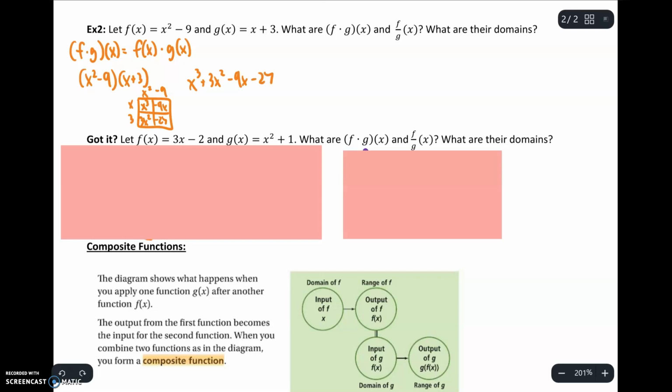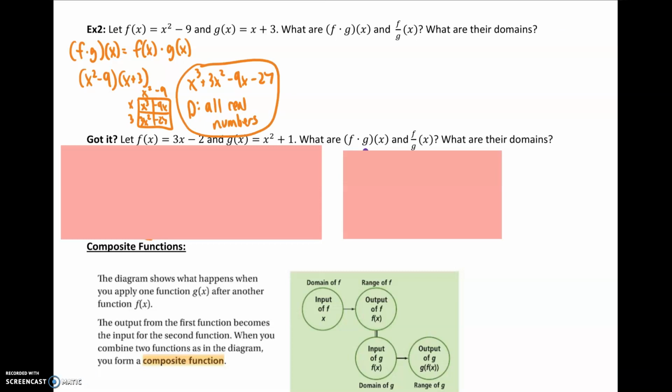And if I'm trying to consider my domain on this question, again, since there's no restriction for either f or g, when I multiply those together, there's not going to be a restriction either. We can say for our domain, this is going to be all real numbers, because it doesn't matter what I substitute in for x. It could be positive, negative, or 0. Any of those would give me a real solution if I multiply those two together.